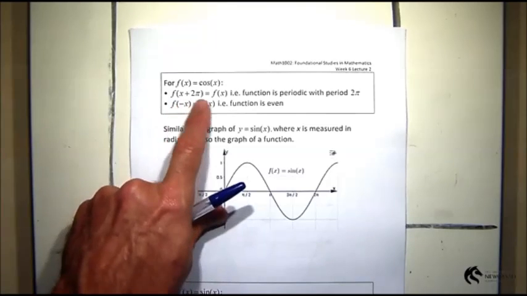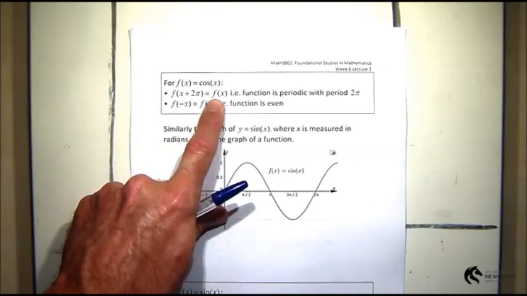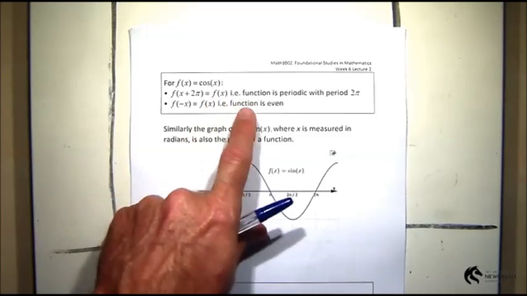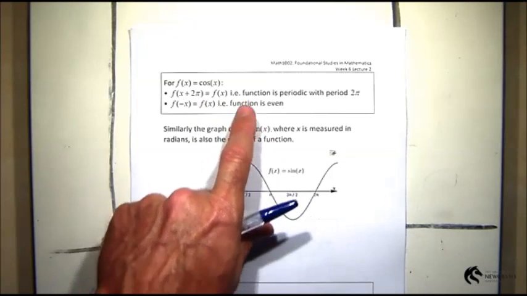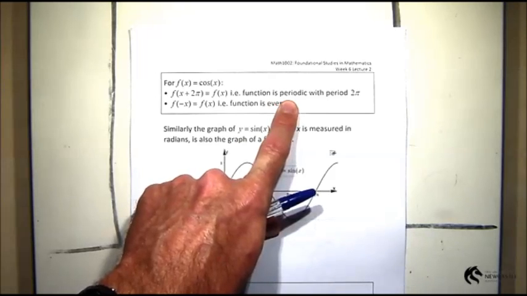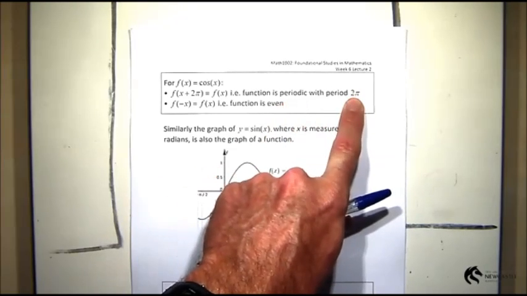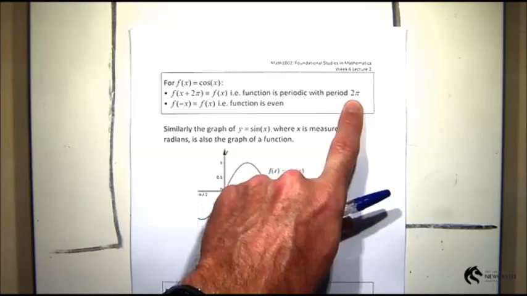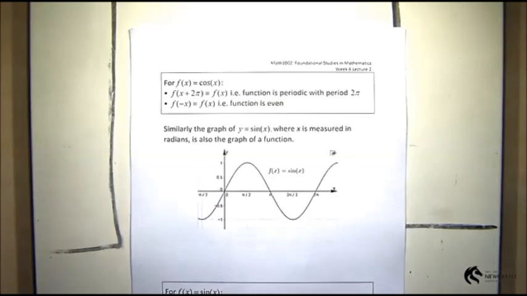function x plus 2 pi is equal to function x. That's what I just said. And the language that goes with that, we say the function is periodic, i.e. it repeats, and it repeats every 2 pi units. So the mathematician would say the function is periodic with period 2 pi.